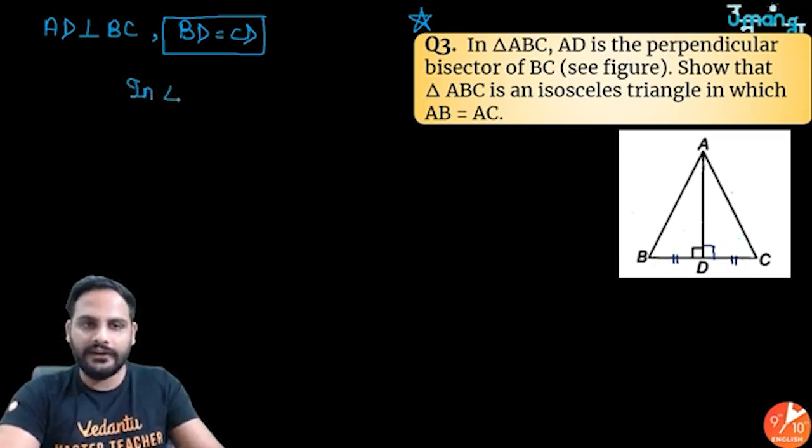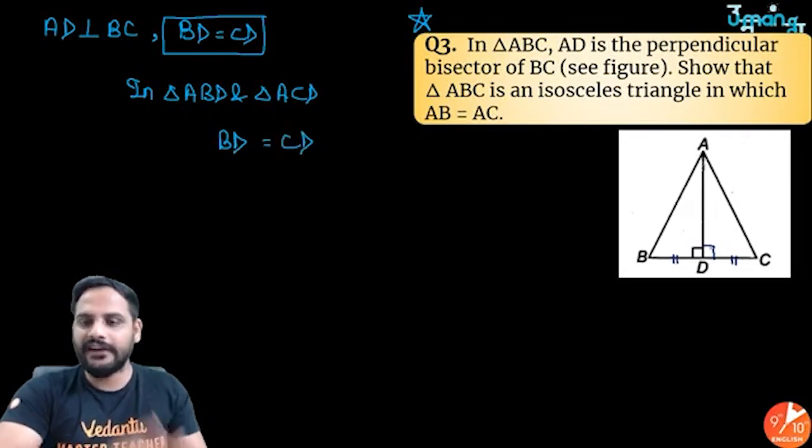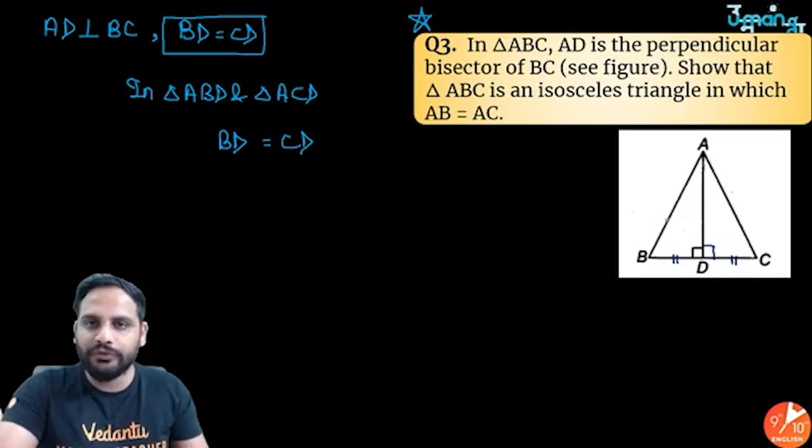So I can say, sir, in triangle ABD and triangle ACD, the first thing is, I know BD is equal to CD. Many students think the right angle is here, so the RHS rule must be applied. But you will see that that part we need to prove. AB and AC are not given equal, we need to prove it equal. So the RHS rule cannot be used.